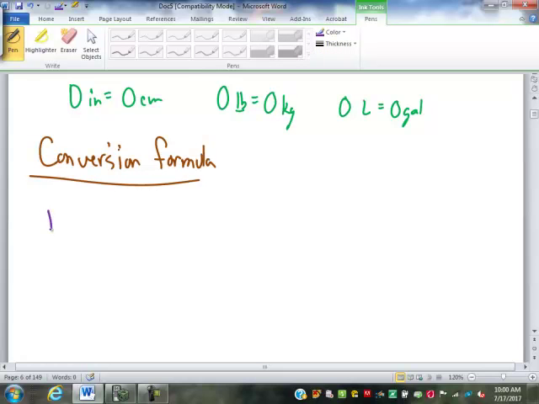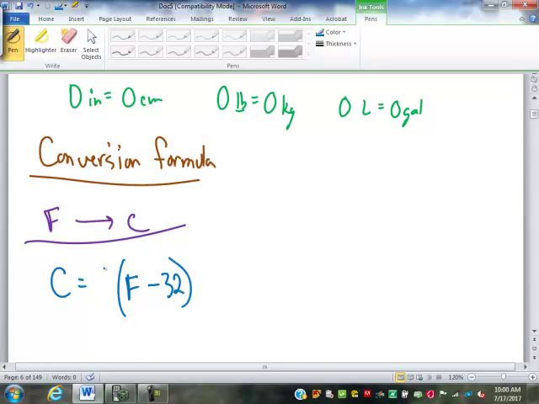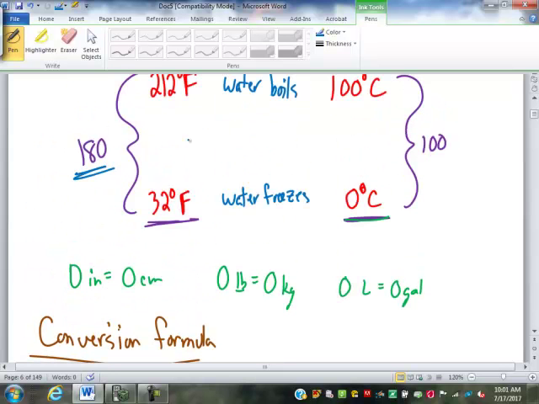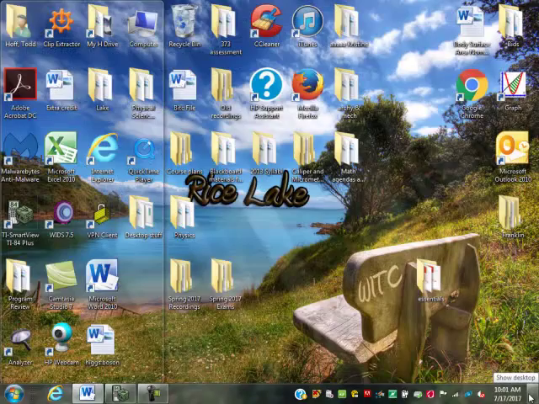So to go from Fahrenheit into Celsius, the Celsius temperature is equal to the Fahrenheit temperature minus 32, then multiplied by 5/9. That 5/9 comes from the ratio of 180 and 100. 100 over 180 will reduce to 5/9. Both of those divide by 20. So that's our formula.